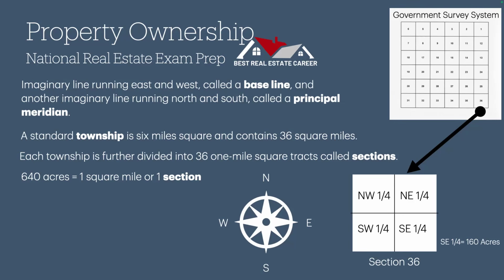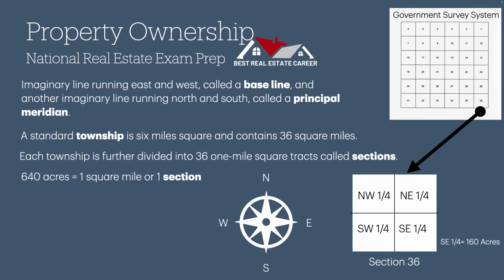And what we're looking at in the far corner is you could get a math problem around this governmental survey system. And if we're looking at this thing, we divide it up into quarters. So what you're going to do for the math problem is take your 640 and just divide it by whatever it tells you to divide. So you can see this, we're looking at the northwest quarter, the northeast quarter, the southwest quarter, and the southeast quarter of section 36. So each quarter section has 160 acres.